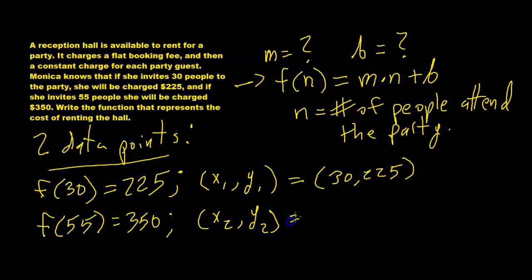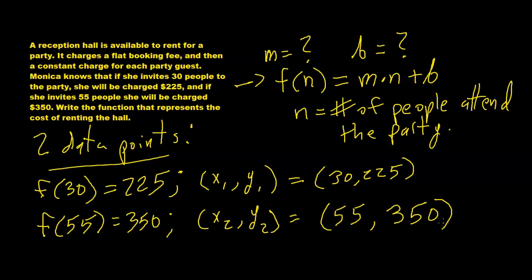We know there's a point on the graph of this line where the x coordinate, or the independent variable coordinate, is going to equal 55, and where the y coordinate, or the dependent variable coordinate, will equal 350. Because we know that if we input 55 into this function, our output is $350.